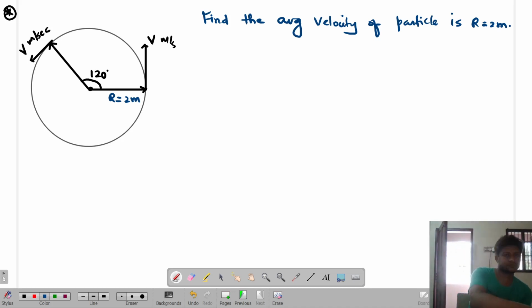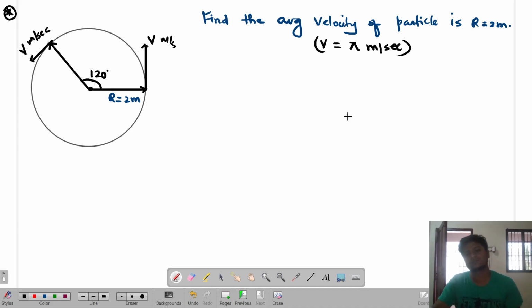Now we have the answer. V को ऐसे मतलब एवरेज, ये V को एक मान लो कि जो एवरेज जो वेलोसिटी स्पीड दी गई है, V इज 5 मीटर पर सेकंड दिया हुआ है. Got it? अब निकालो एवरेज वेलोसिटी.